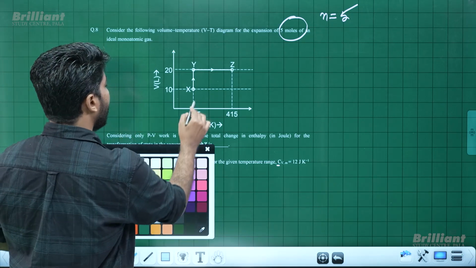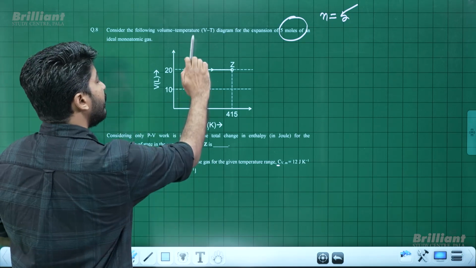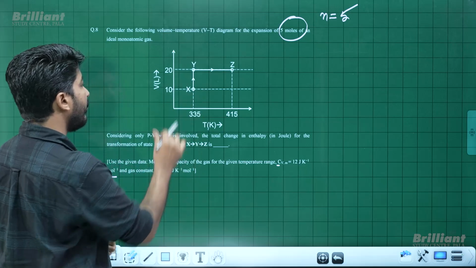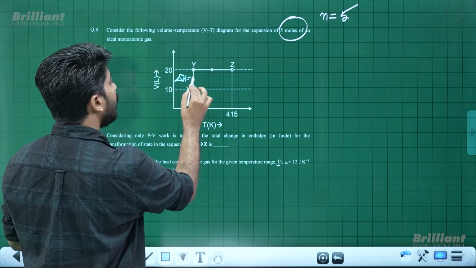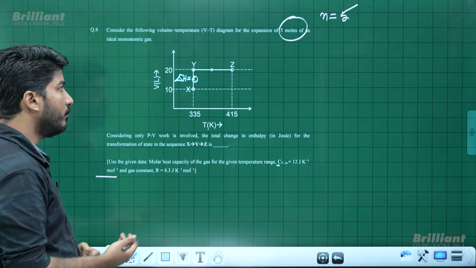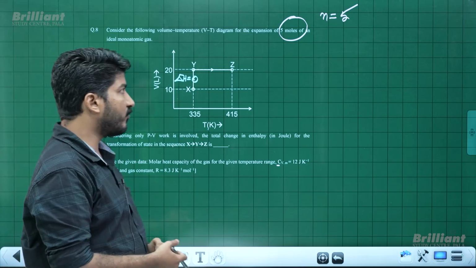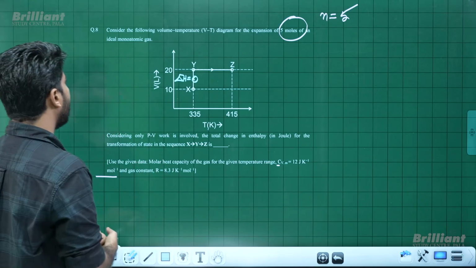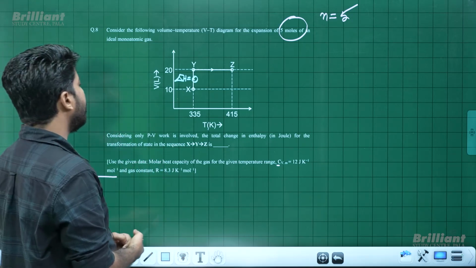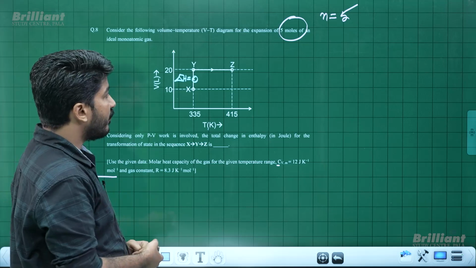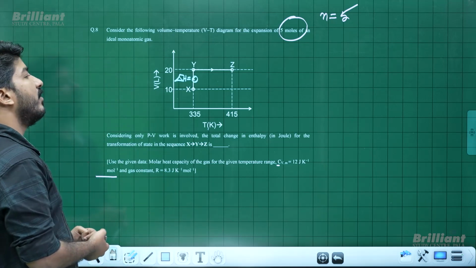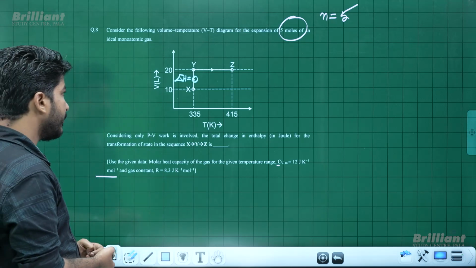X to Y is clearly an isothermal process that is done at 335 Kelvin. So for an isothermal process, delta H will be 0 for an ideal gas. The enthalpy change and internal energy change will be 0 for isothermal expansion work of an ideal gas. So we are done with the first part.